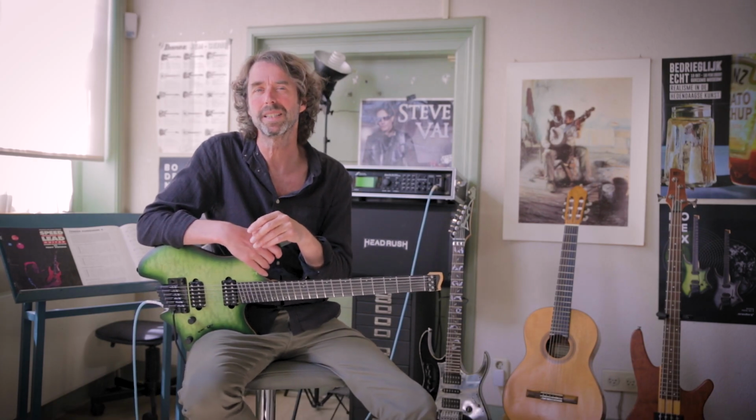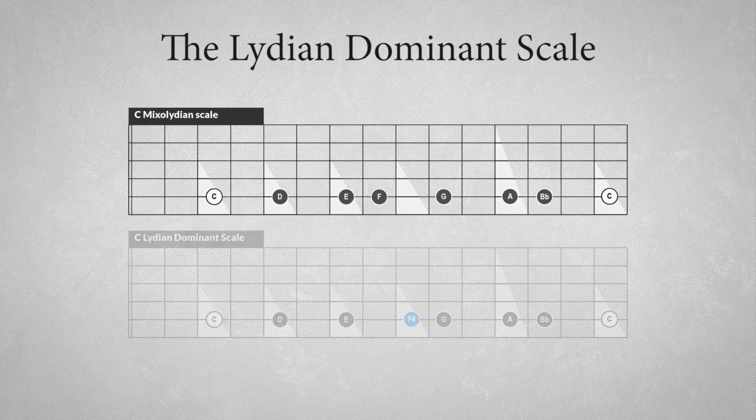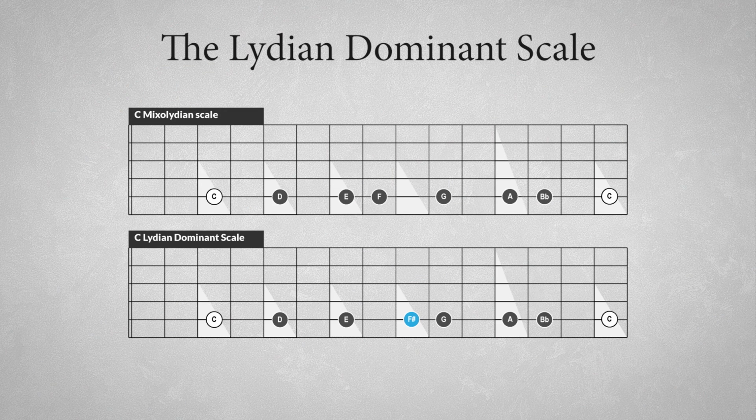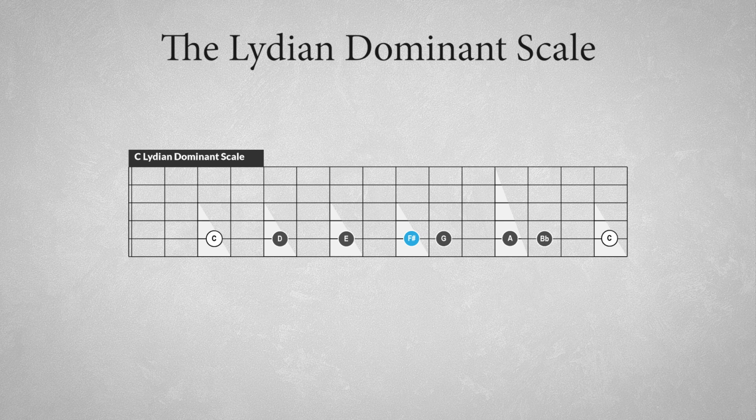Now, a colorful and effective alternative for the Mixolydian scale is the Lydian dominant scale. It's basically a Mixolydian scale with an augmented fourth degree. And that raised fourth degree makes the scale a lot more interesting than the meat and potatoes of the Mixolydian scale. Now, here's the scale over a dominant chord.